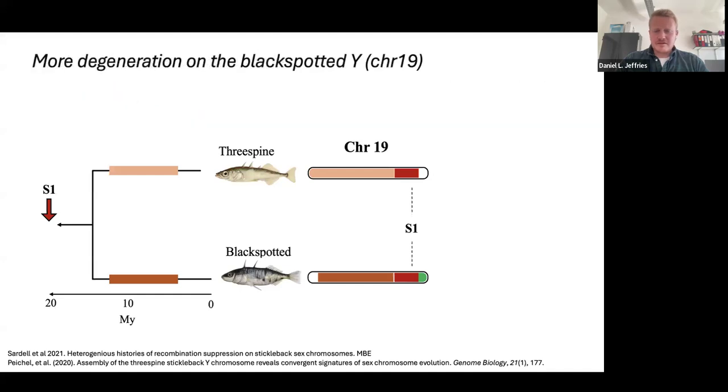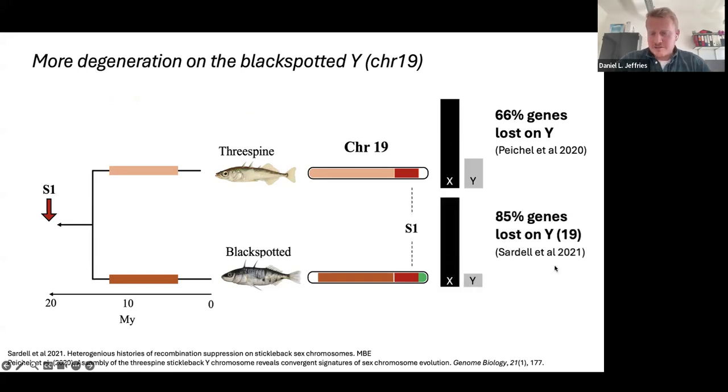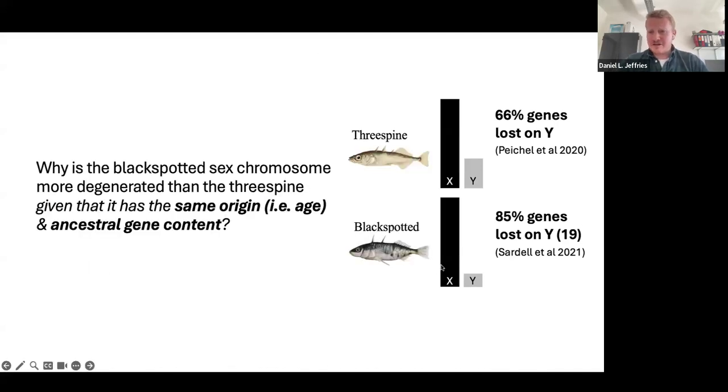Okay, what we actually already know is that the extent of degeneration is quite different between these two species. The three-spine has lost about 66% of its genes, whereas the black spotted has lost about 85% of its genes on the entire chromosome. So we already know that degeneration has progressed further in the black spotted. The question is why? And that's really the specific question that we've been trying to answer in the last year or so.